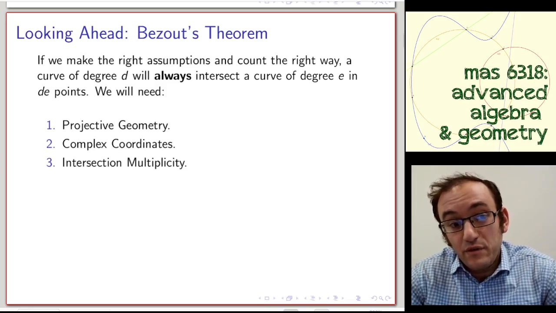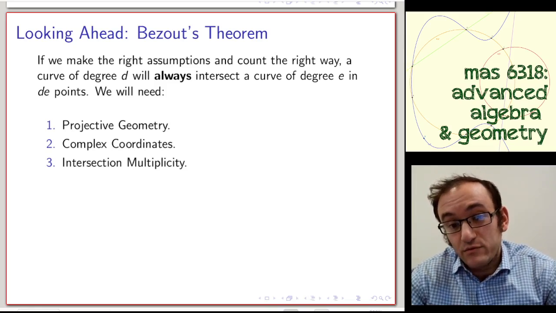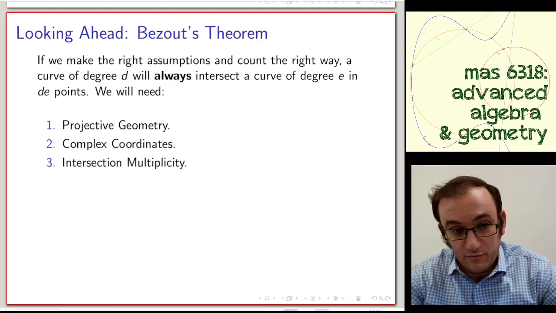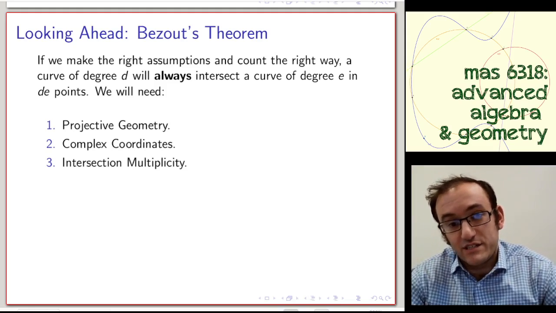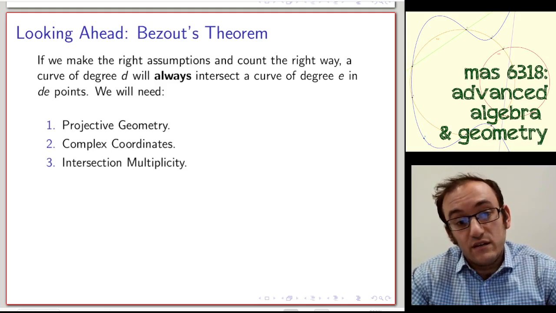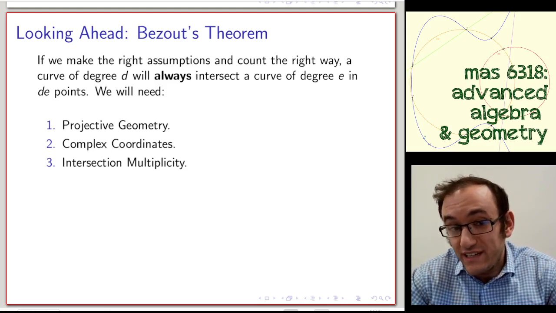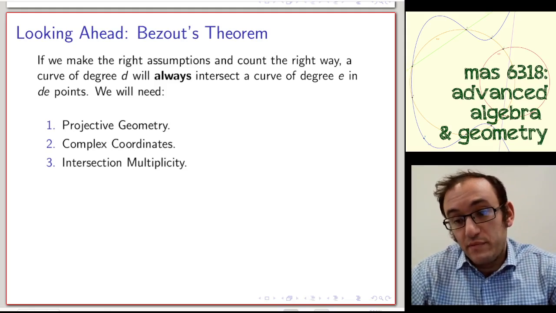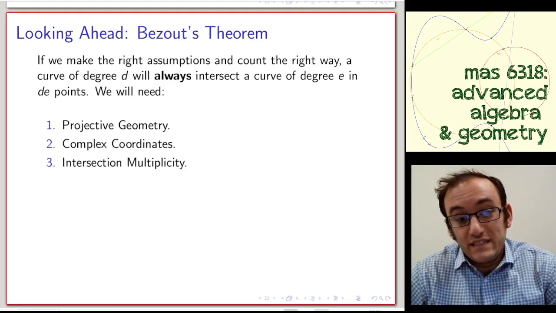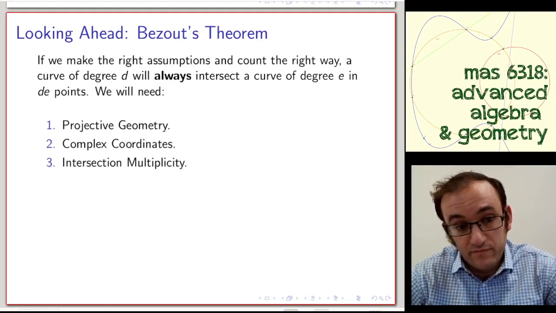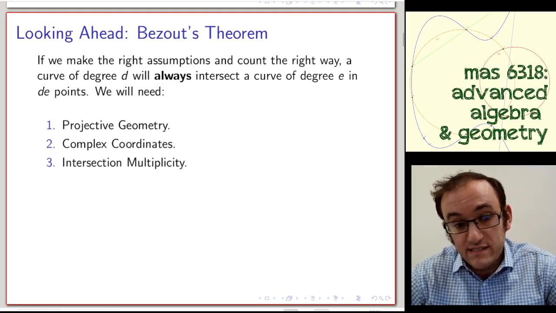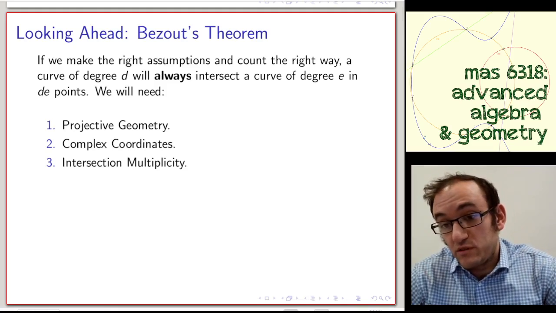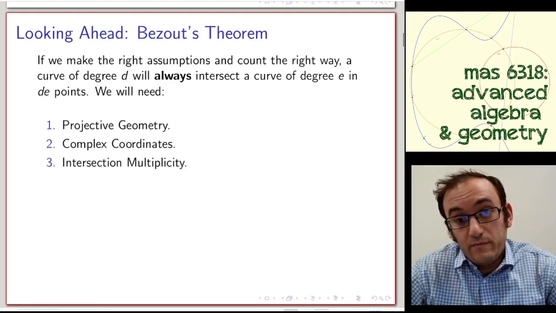And indeed, if we make the right assumptions and we count the right way, and we'll see what that means in a later lecture, then a curve of degree d will always intersect a curve of degree e in d times e points. Okay? But in order for that to happen, we will need projective geometry and complex coordinates and intersection multiplicity.